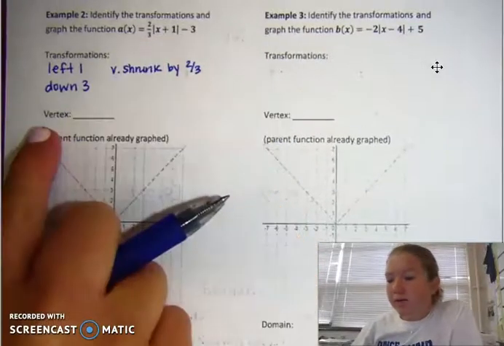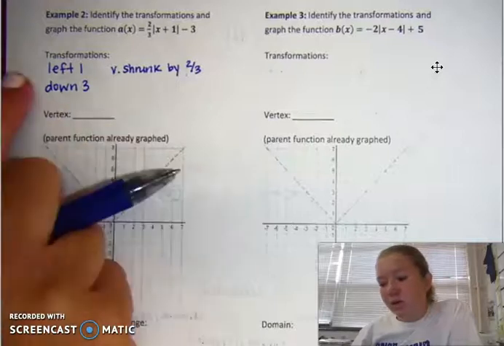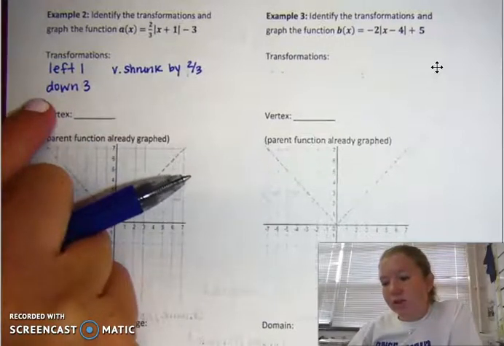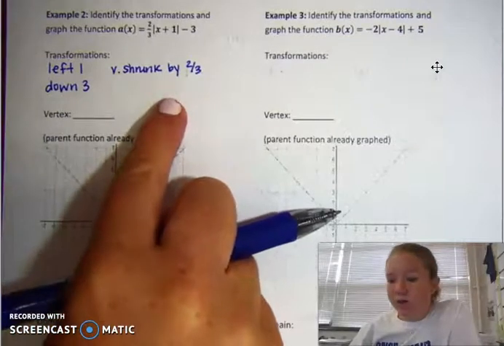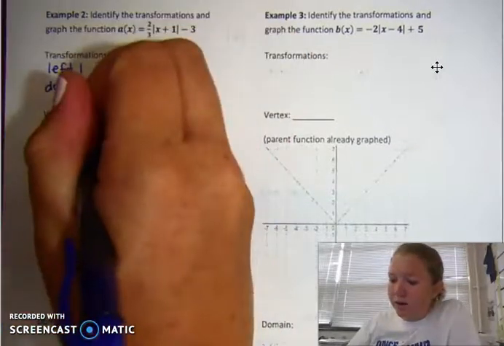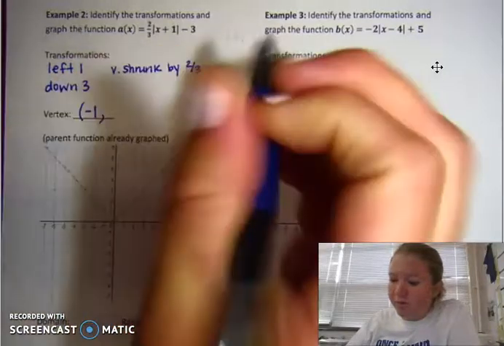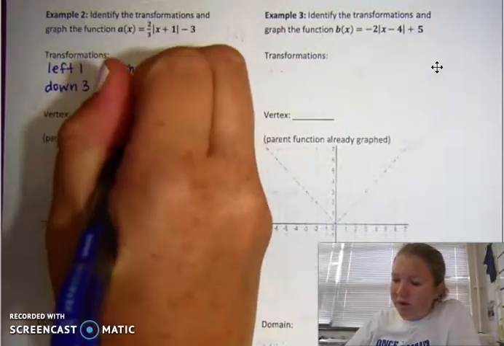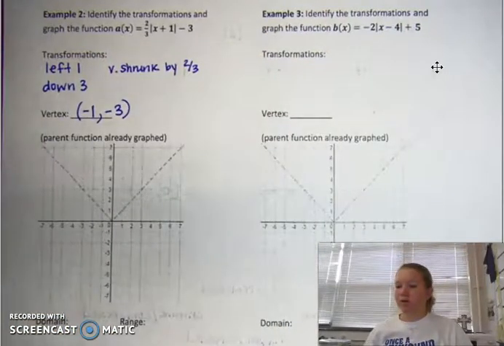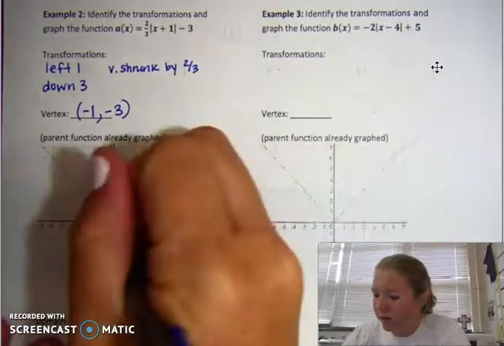Now the vertex is only depending on the horizontal and vertical transformations. It's not affected by the stretch or the shrink. So if I went left 1, my new vertex is -1, and down 3 would be -3 for the y value. So I can go ahead and plot that -1, -3.